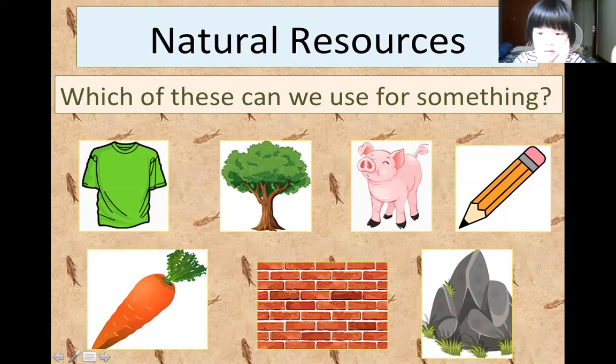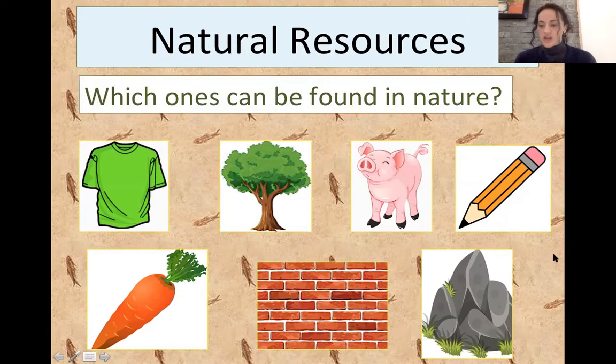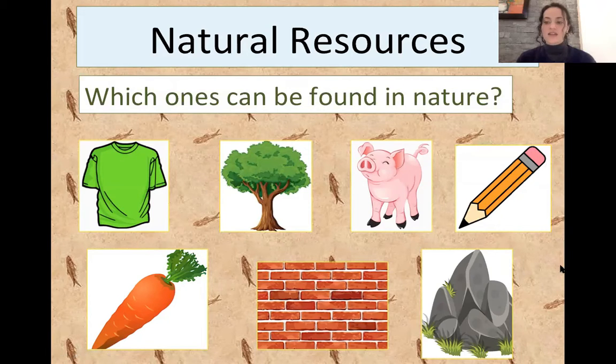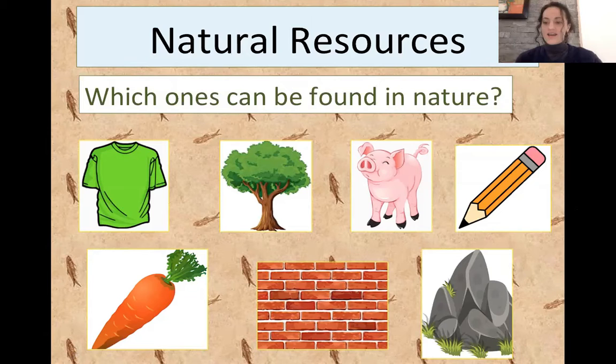Resources. Very good. So they're all resources, but which ones can be found in nature? How about Puppy? Puppy, which ones can be found in nature? The rock. The rock, very good. Can you tell me the other 3 as well? Animals, trees, food. Very good, excellent. So these ones are natural resources, right? They're resources that come straight from nature.